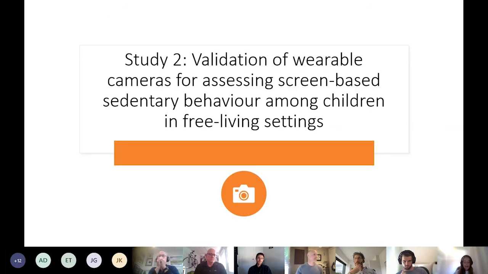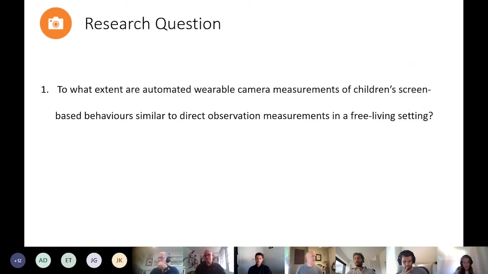So the results from my systematic review then lead into my second study. In this study, I want to look at the validity of wearable cameras to assess children's screen use. This study and my study 3 will use the same sample. I want to investigate if wearable camera measurements of children's screen-based behaviours are similar to direct observation measurements.